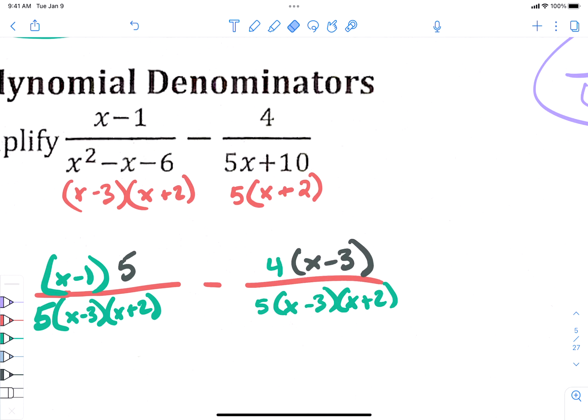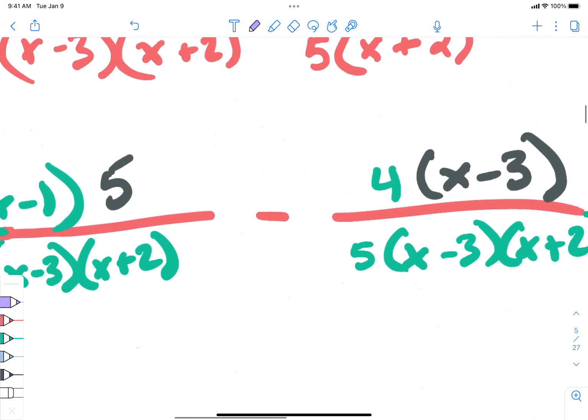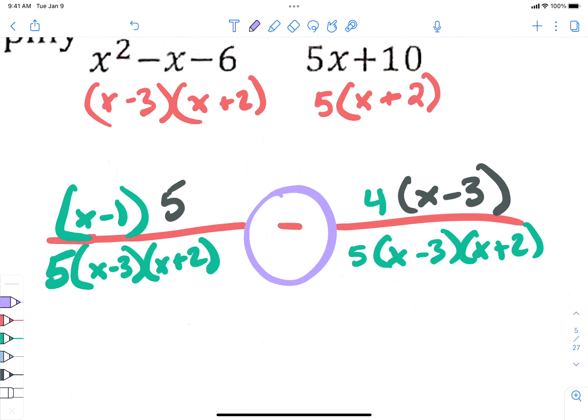Okay? All right? Now, here's the only weird thing that you need to worry about with a minus. Here's what I want you to do. Ready? Blink and you miss it. I want you to switch this minus to a plus and bump the negative up with the 4. Change that minus to a plus, bump the negative up with the 4.